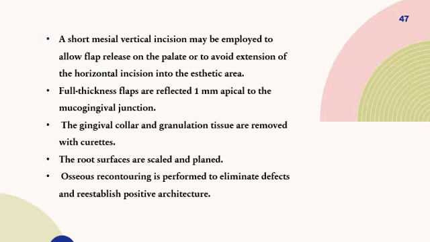A short mesial vertical incision can be used to allow flap release on the palatal area, or when we want to avoid the extension of the flap to the aesthetic zone. Full thickness flaps are reflected 1 mm beyond the mucogingival junction. The gingival color and the granulation tissue are removed with curettes. Then the root surfaces are completely scaled and root planed. Finally, osseous recontouring is performed to eliminate defects and reestablish positive bony architecture.